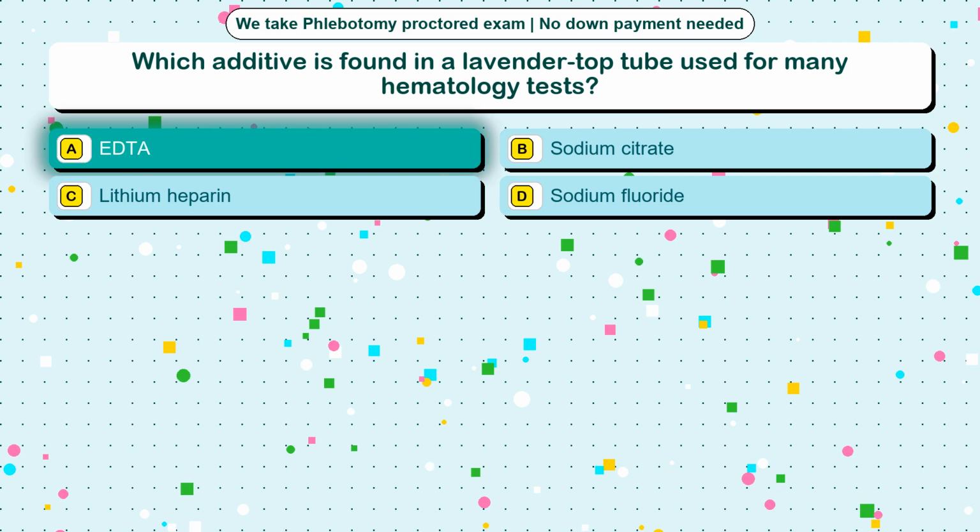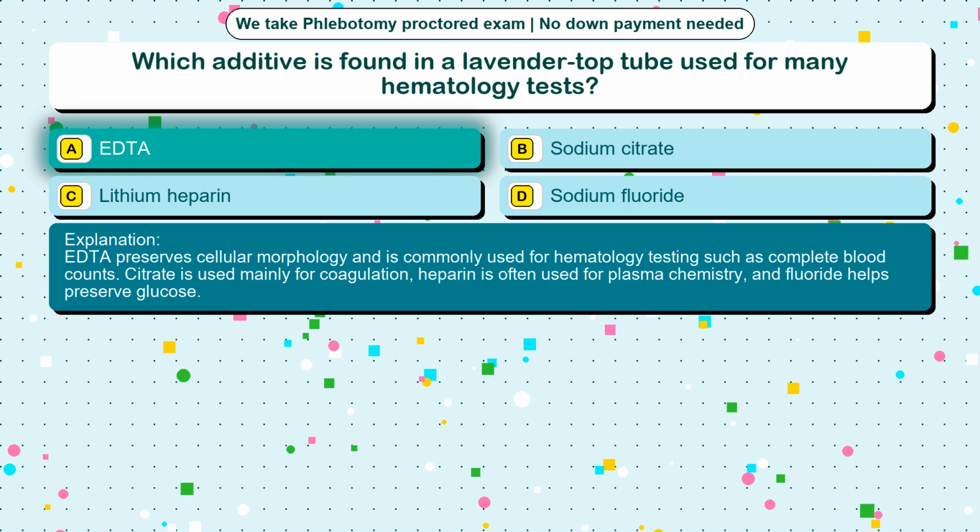The correct answer is option A, EDTA. EDTA preserves cellular morphology and is commonly used for hematology testing such as complete blood counts. Citrate is used mainly for coagulation, heparin is often used for plasma chemistry, and fluoride helps preserve glucose.